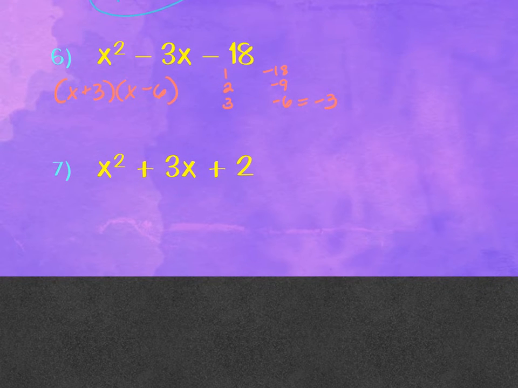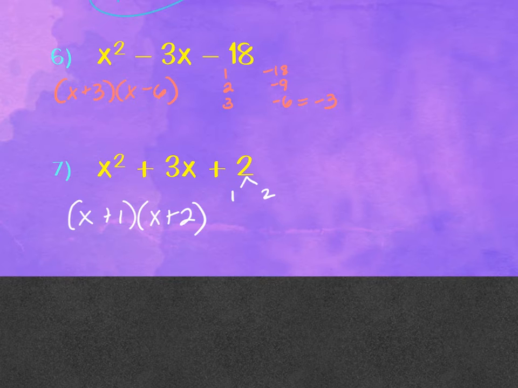For number 7, factors of 2 that sum to 3, they're both positive, so they both have to be positive, would be 1 and 2. So it'd be x plus 1 and x plus 2. Everybody good on if A is 1? So if the number at the front is 1, factors of the last that sum to the middle before we move on. Yes. Okay, good.